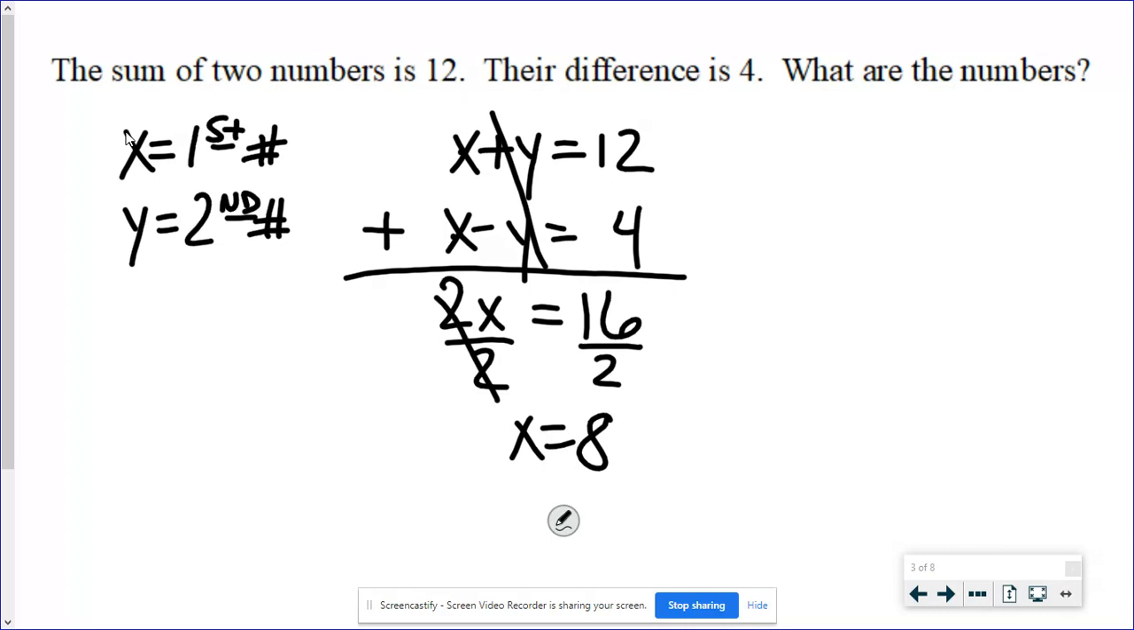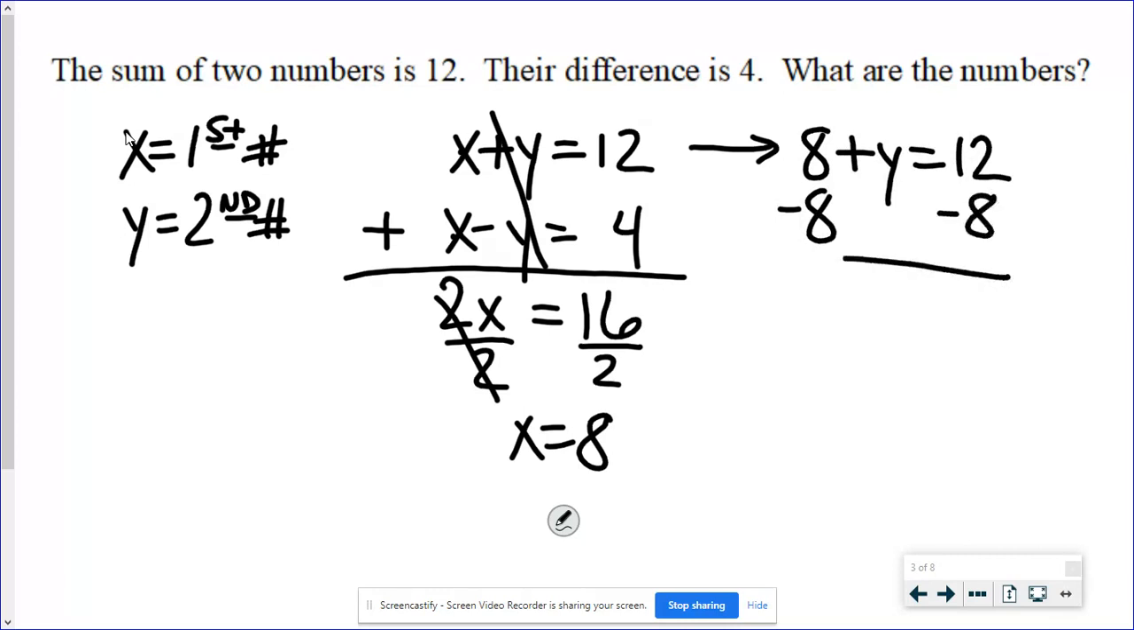Now that I know that the x is 8, again, I know if you look at that top equation, you say, what number plus 8 is going to give me 12? You know the answer. But I'm going to show you substitution. Instead of the x, I'm going to put the 8 in there. So then the y is 4. And again, not an ordered pair. The numbers are 8 and 4.